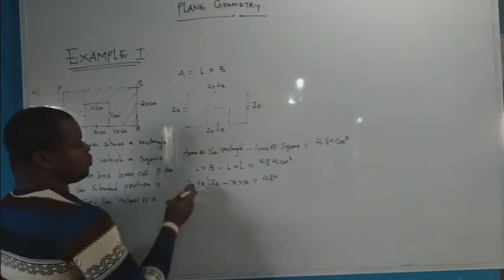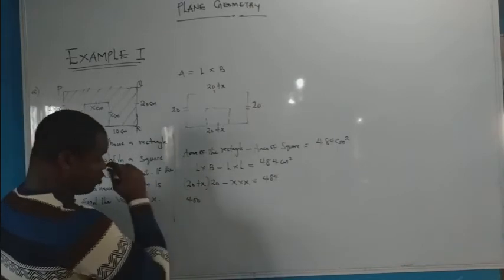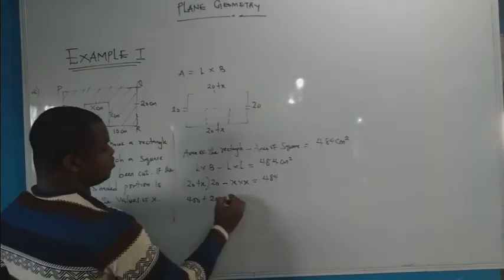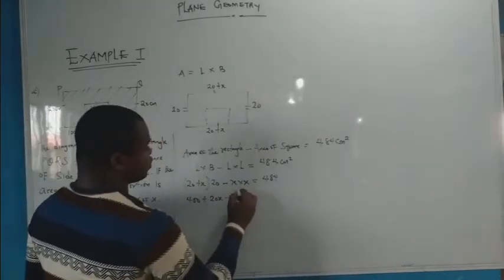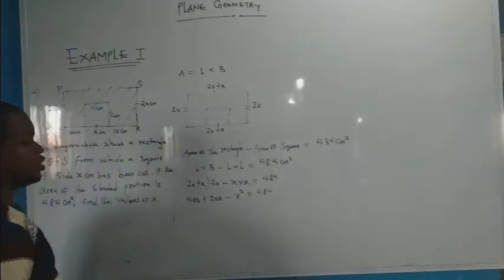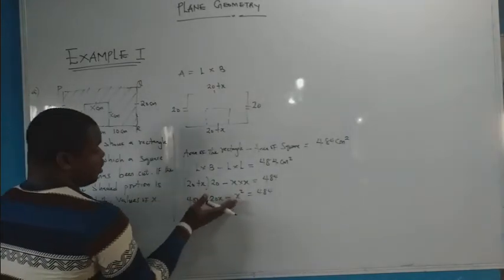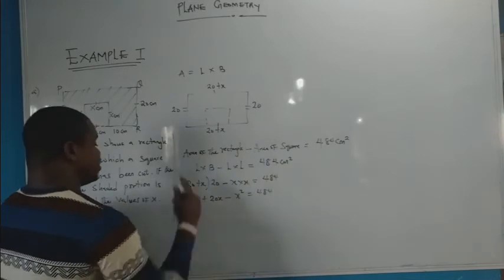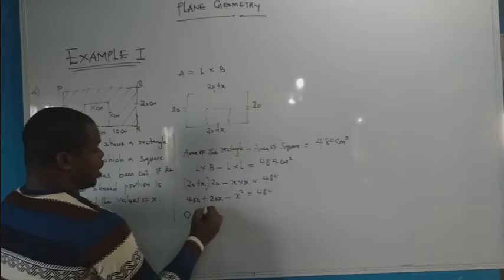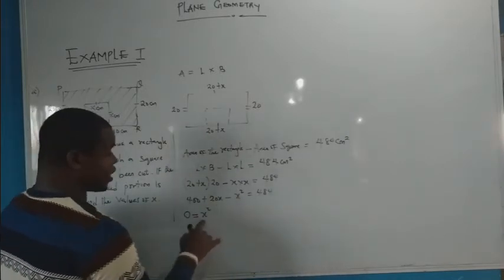Alright, so when you open the bracket, you have 20 times this, which gives you 400 plus 20 times x, that's 20x, minus x times x, which is x squared, equals 484. Can you see it now? Alright, so what should we do? You just take all your values to one side. So you're going to have 0 equals x squared, that's when x squared moves to this side.